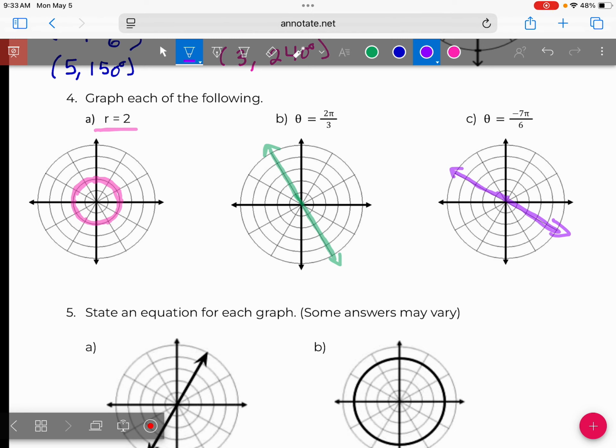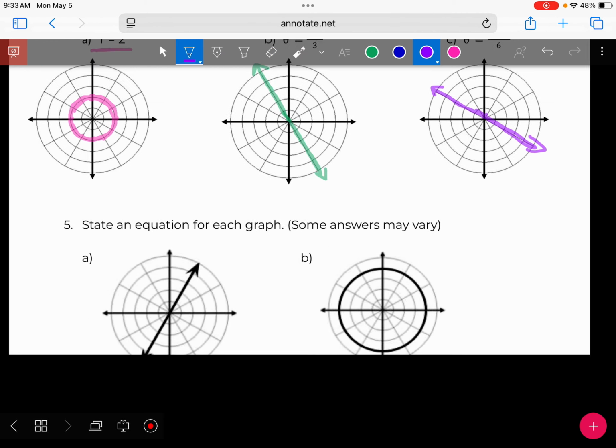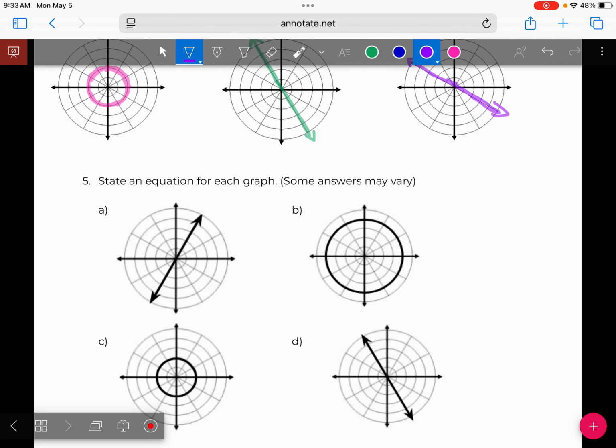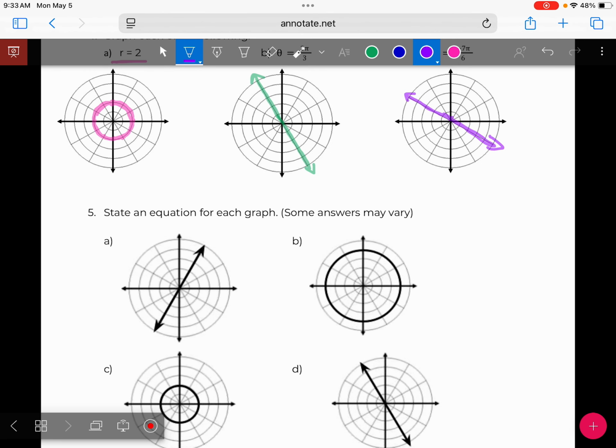And then our last bit for today is we're going to look at these bottom ones and see if we can name some equations. So it's kind of working backwards from the ones we just did. We want to see if we can figure out what these could be called. And there are several ways of naming these. We can name them in radians. We can name them in degrees. We can name them with radiuses. We can name them with positive angles. We can name them with negative angles, all kinds of things.